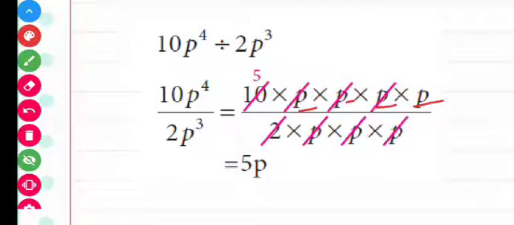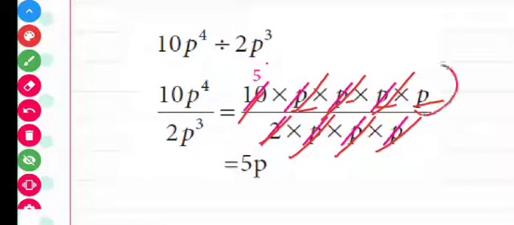you can divide it: 1 2 is 2 and 5 2s are 10. And the p's you can cancel out, these 2 p's are same and these 2 p's are same, so 1 p is remaining in the numerator, so your final answer will be 5p. So that is how you divide a monomial by another monomial, okay.